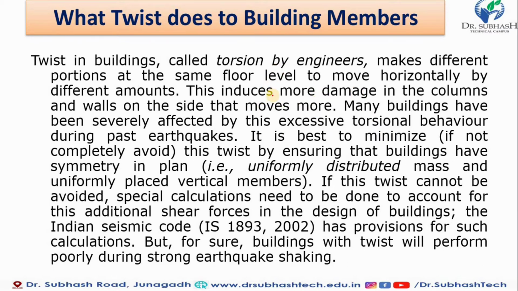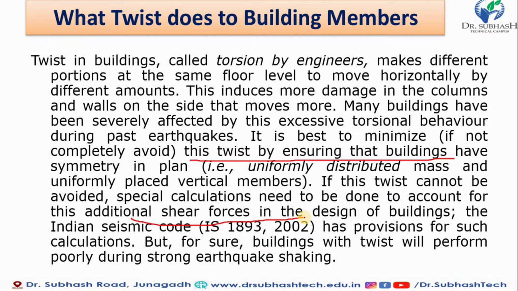I will show one photograph, in particular where the middle of the building separated. This is nothing but this twisting or torsional effect. It is best minimized, or completely avoided, by ensuring the building is symmetric in plan. That's why we do not go for any shape that is not symmetric in plan. We always try to plan in symmetry, so the mass distribution and uniformly placed vertical members will give this symmetry of plan. If the twisting moment cannot be avoided, special calculation needs to be done to account for this additional shear force.